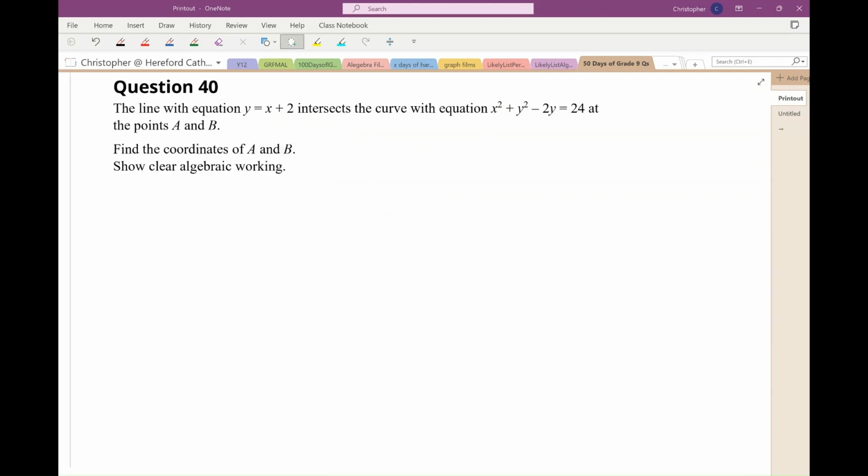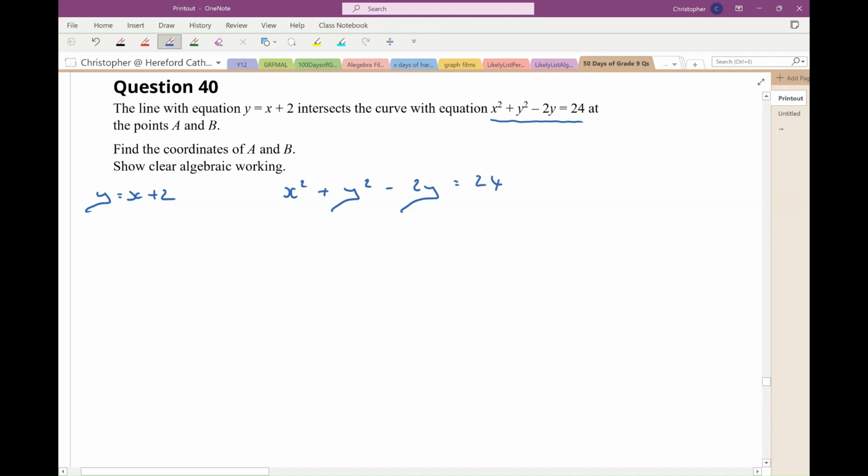Question 40. The line with equation y equals x plus 2 intersects the curve with this equation at the points A and B. Find the coordinates of A and B. Right, so I've got to solve these two equations simultaneously. Now the first equation, y equals x plus 2, gives me an expression for y, which I can substitute into this equation. So I'm going to write x squared plus, instead of y squared, x plus 2 squared, minus 2 lots of y, so minus 2 lots of x plus 2, equals 24.